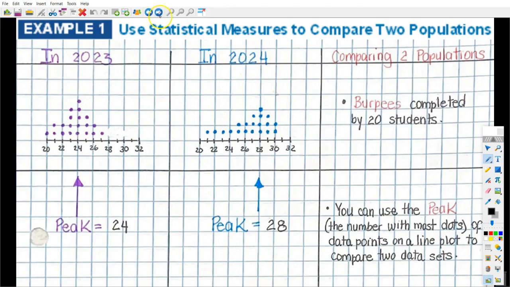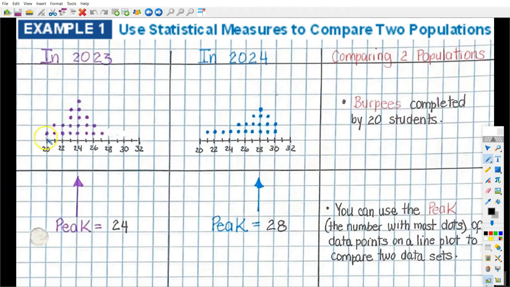So let's move on. I've got the real example 1 for topic 6, lesson 5. Use statistical measures to compare 2 populations. Okay. So we've got 2 populations, one in 2023, one in 2024. These 2 populations are burpees completed by 20 students. They could be the same 20 students, they could be 20 different students, but we'll just call them the same 20 students. In 2023, they were in 6th grade. Then in 2024, they were in 7th grade, okay?